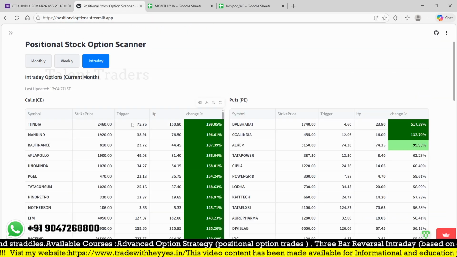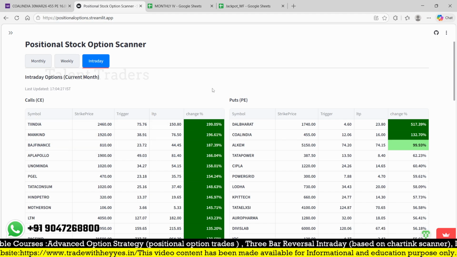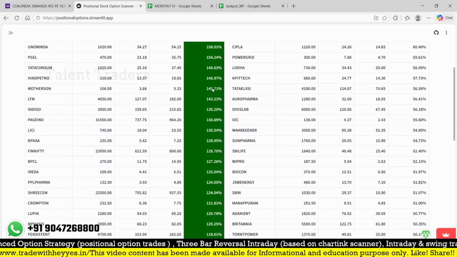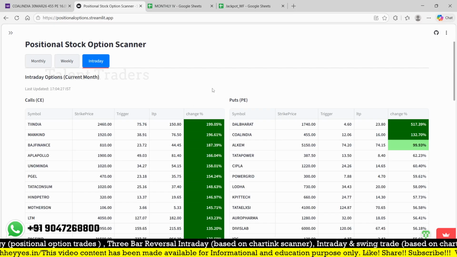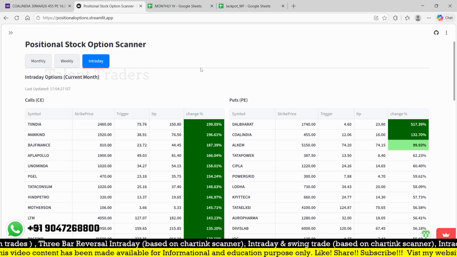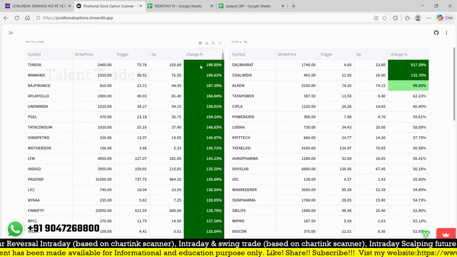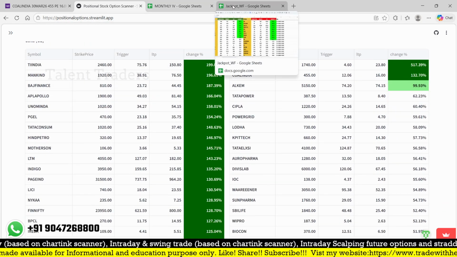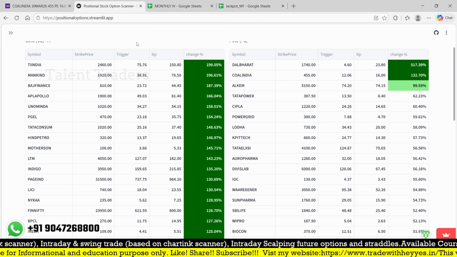Even you can apply your trade strategy because it is given for scanning purposes, and you can apply your own logic and things. And that is the detail about our positional scanner, which includes the Google Sheet scanner. That is a new version.